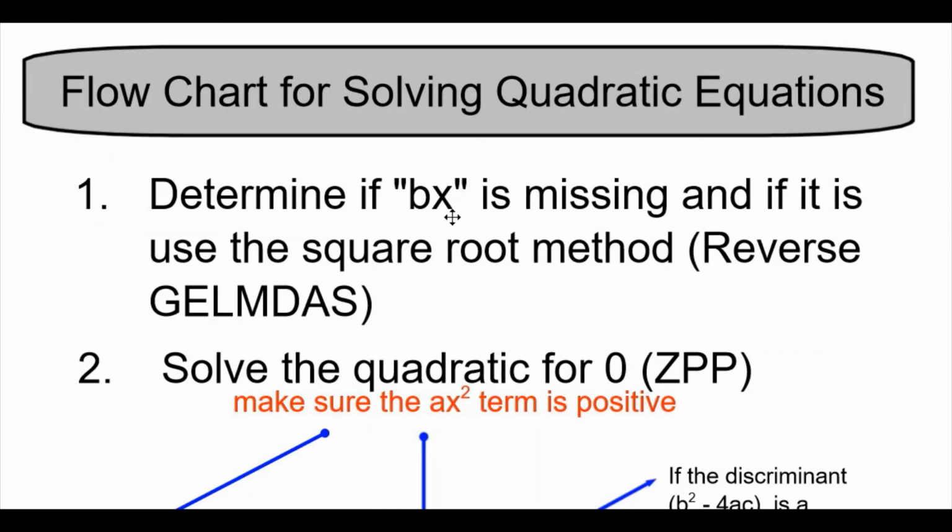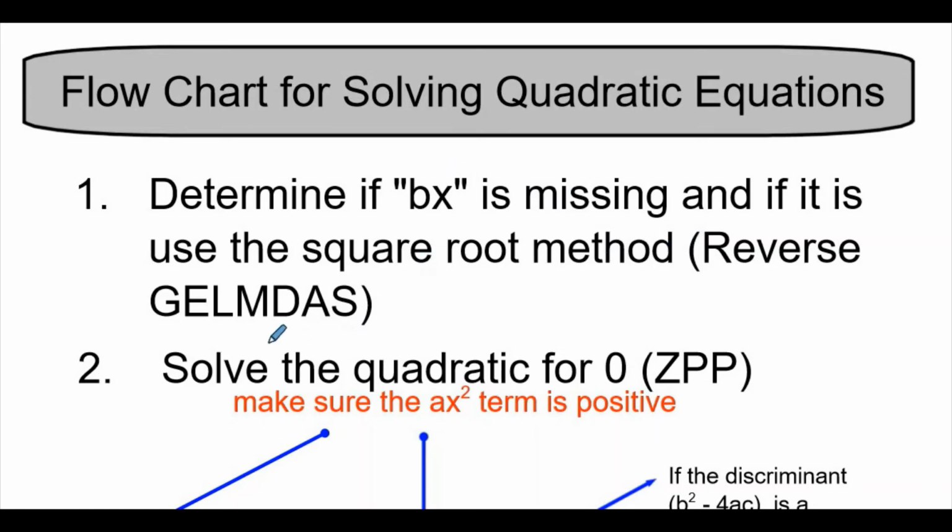So, this is a process that really involves a lot of different moving pieces. So I wanted to make you a flow chart and go over some review questions about what would you do if you saw an assessment. So here's the flow chart. The first thing you do is determine if the bx term is missing. And if it is, use the square root method, otherwise known as reversing GEMDAS and taking the square root. Don't forget your plus or minus.